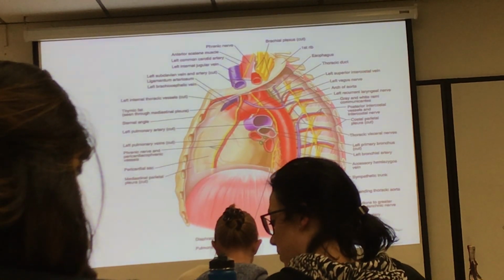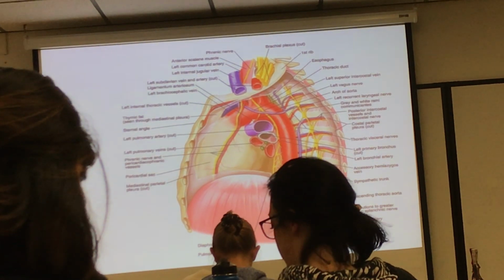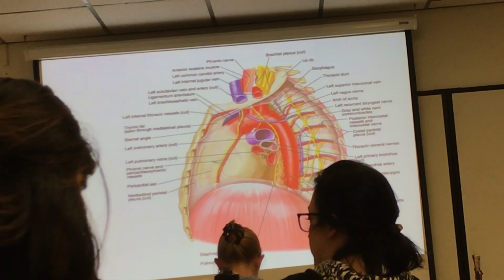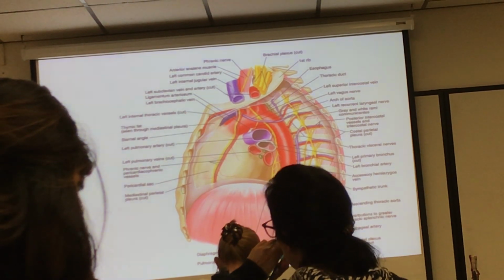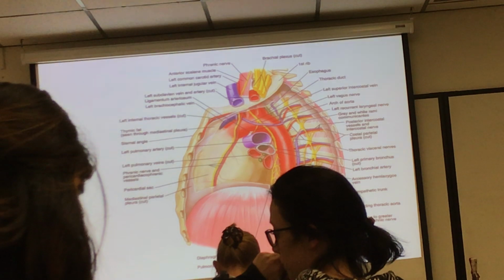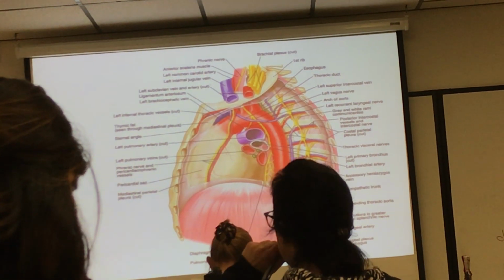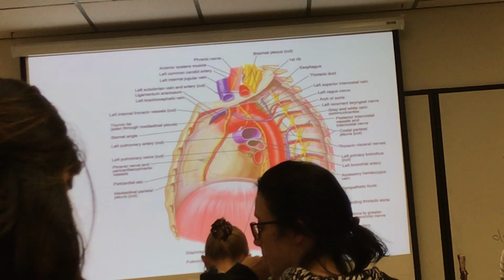Now, do you see something else in this diagram here, looking from the left side towards the heart? Something that we talked about on Tuesday, when we talked about the larynx, which we can't see in this picture. But we talked about the innervation of the larynx, right?